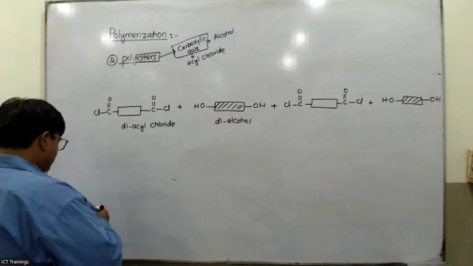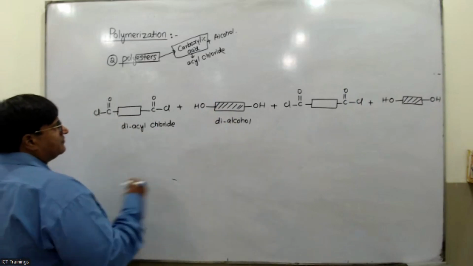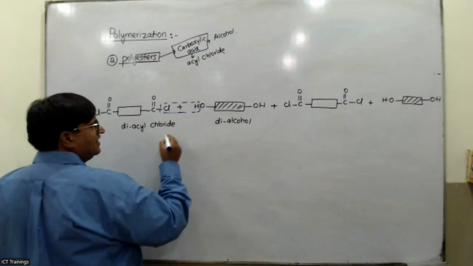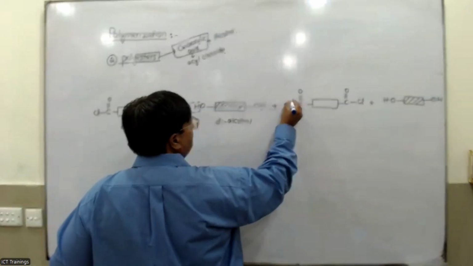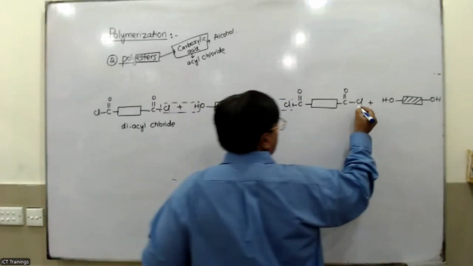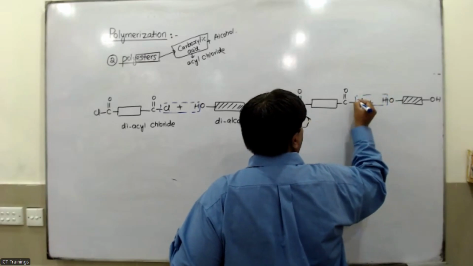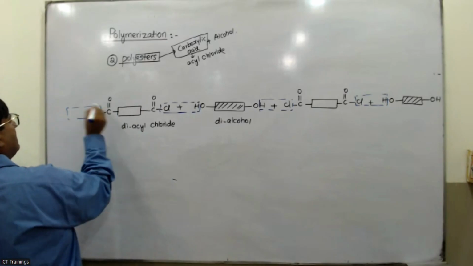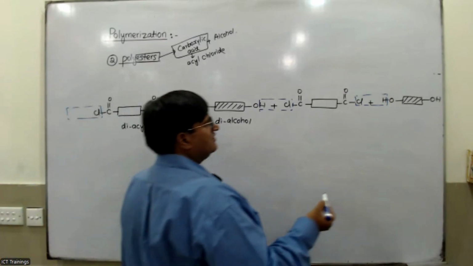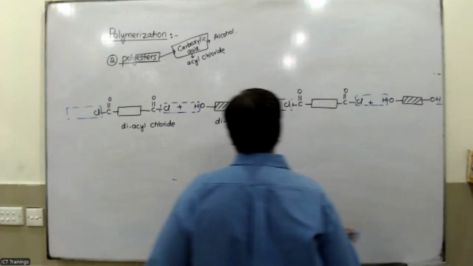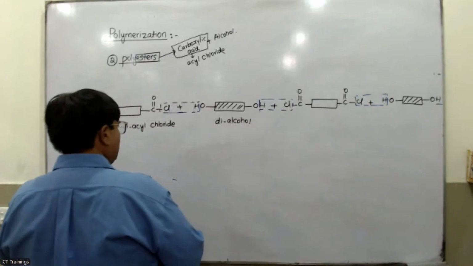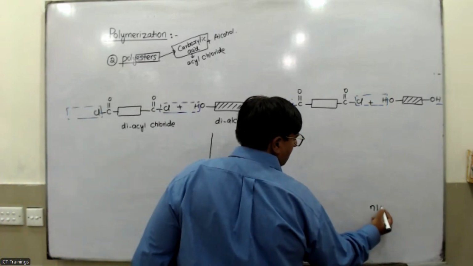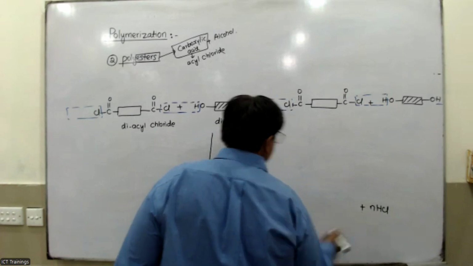Now what would happen? The H from here and the Cl from here would form HCl. Likewise at each junction, H and Cl form HCl. So you will get a large number, n number, of HCl molecules.